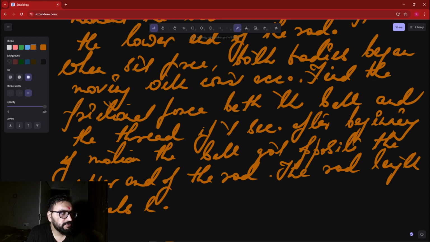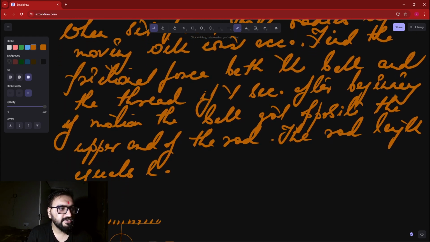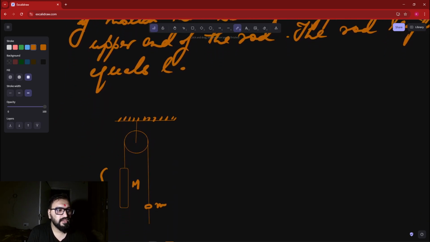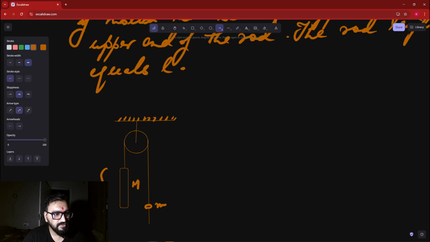Find the frictional force between the ball and the thread if t seconds after beginning of the motion the ball got opposite the upper end of the rod. The rod length equals L. Okay. So it has been mentioned that once this entire system was set free, these two bodies started moving with constant accelerations, right? So let's assume that this rod started moving down with an acceleration of a1.